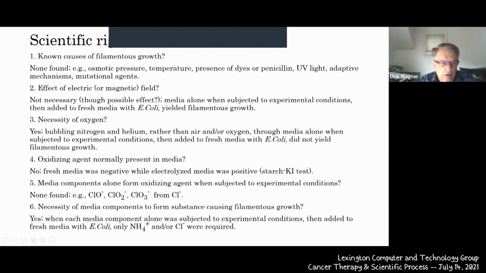Okay, what is it? Is oxygen necessary? Yes. If you put nitrogen or helium through rather than air or oxygen, using the experimental conditions, then added that to fresh media, you did not get filaments. You needed air and/or oxygen. You could do oxygen by itself or air. Nitrogen wasn't necessary, but oxygen was, so air was.